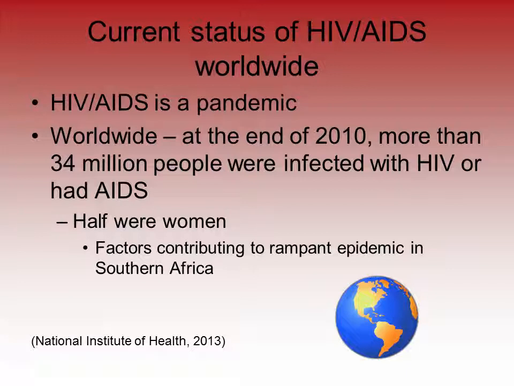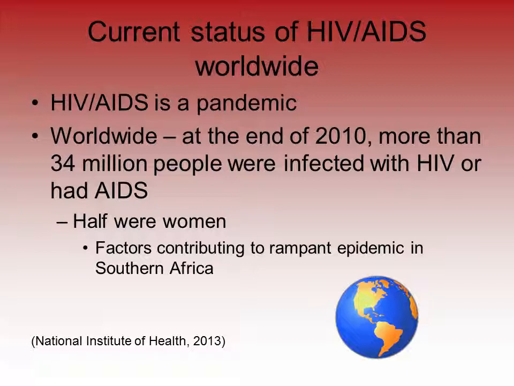Okay, the current status of HIV and AIDS worldwide. So the latest statistics that I can get from the National Institute of Health are for 2010. And HIV/AIDS is now considered a pandemic worldwide. At the end of 2010, more than 34 million people were infected with HIV or had AIDS. Half of those people were women.